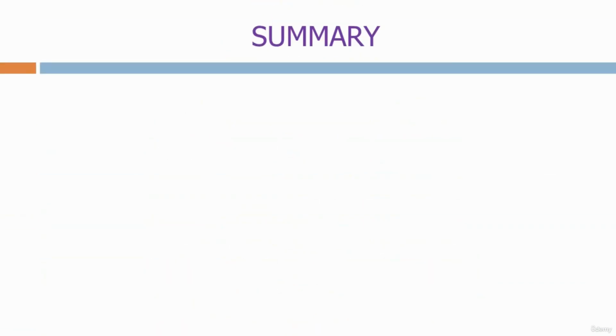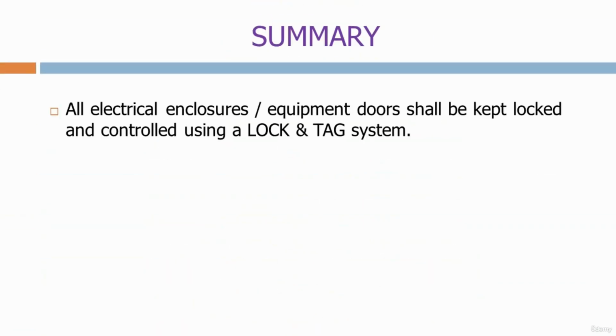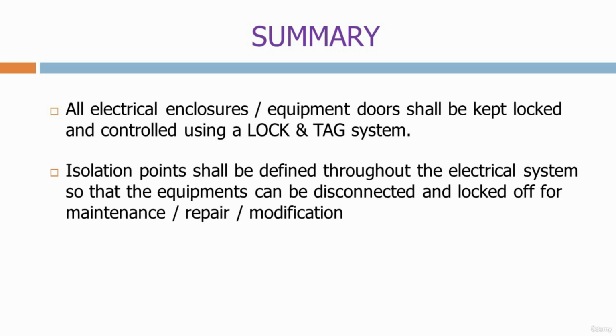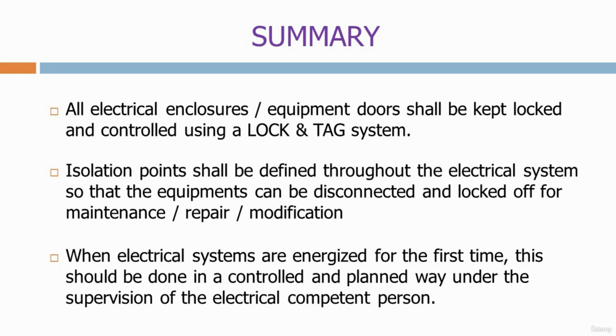Let's summarise what we've learned today. All electrical enclosures and equipment doors should be kept locked and controlled using a lock and tag system. Isolation points should be defined throughout the electrical system so that the equipment can be disconnected and locked off for maintenance, repair or modification. When the electrical systems are energised for the first time, this should be done in a controlled and planned way under the supervision of the electrical competent person.